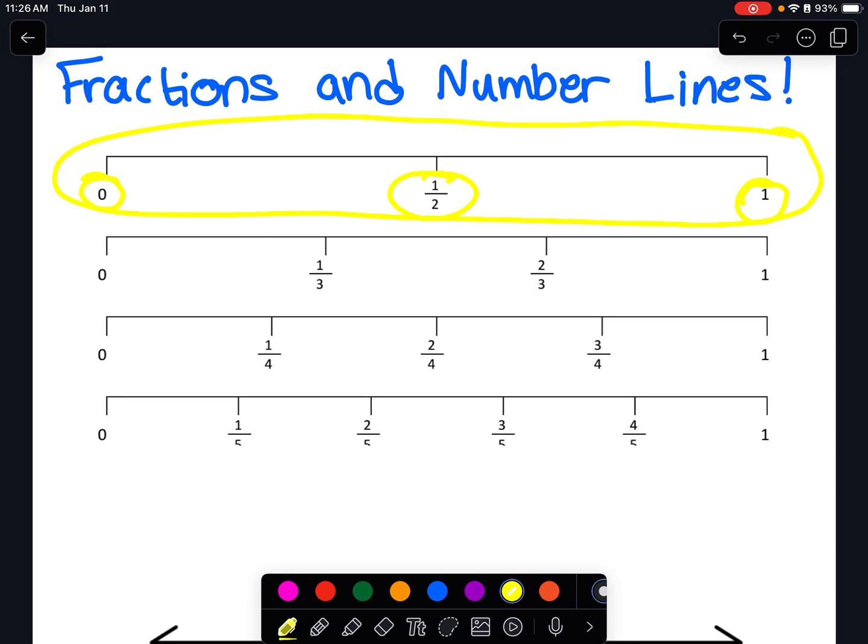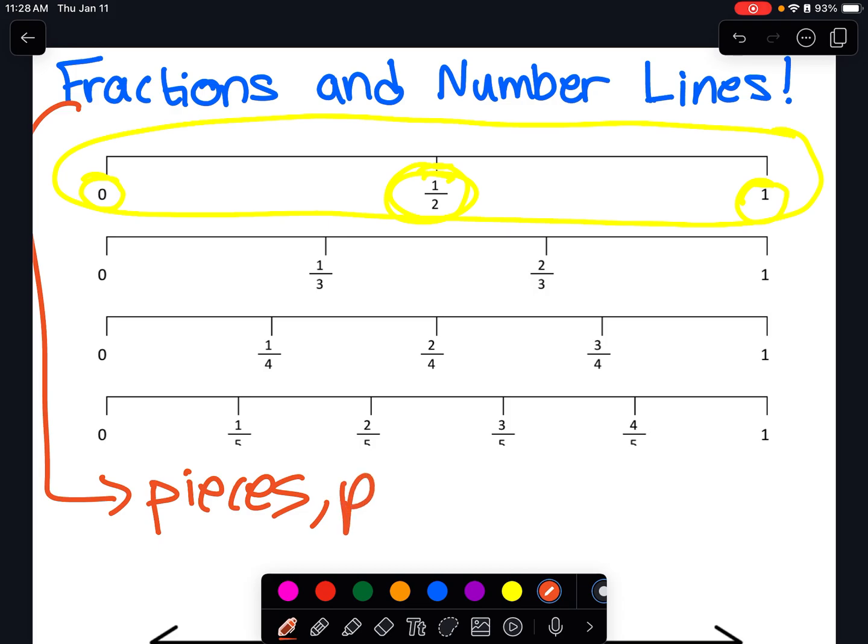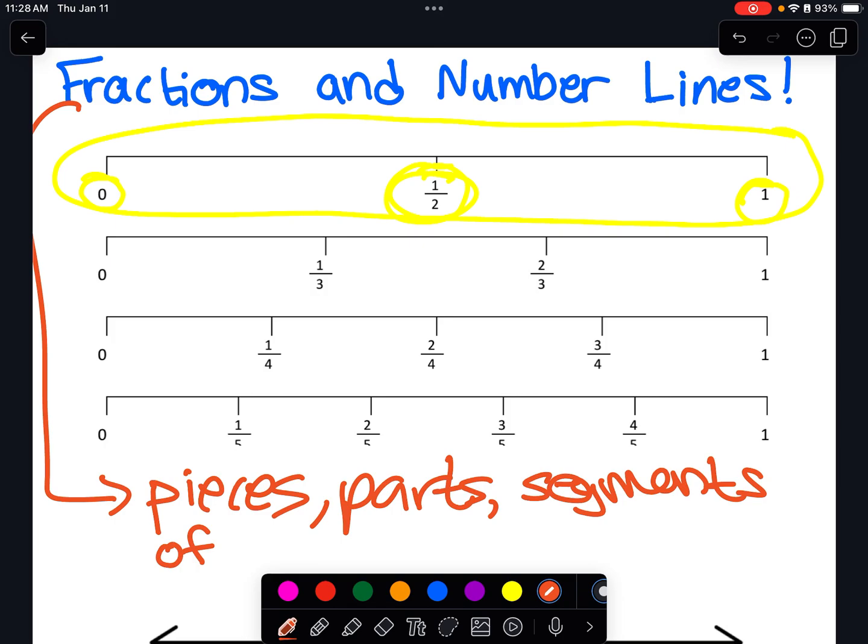Now, here we have a fraction, 1/2. I want to remind you what a fraction is. When we talk about fractions, we are talking about pieces or parts or segments of something. Another way that we say pieces, parts, or segments of something is a fraction of something: a piece, a part, or a segment of a whole.